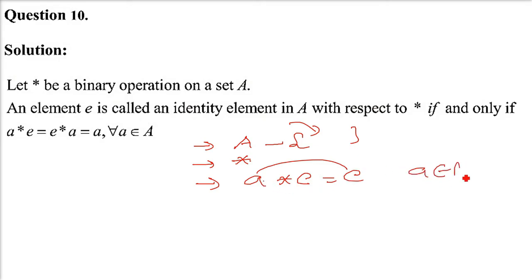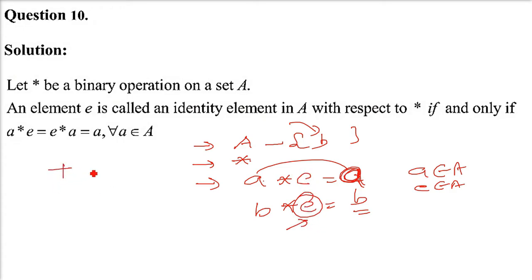So A belongs to capital A, that is the set. E also belongs to the set. So when we operate A with E, A should come. This is similar with B also. If I'm taking B, B star E should be equal to B. That is why E is called the identity element, because it is like a mirror. It will give you the same value back. So normally for plus, the identity element is 0. For multiplication, it is 1.